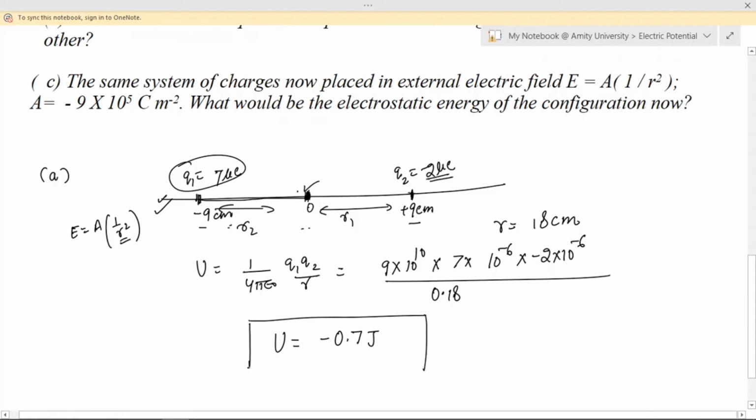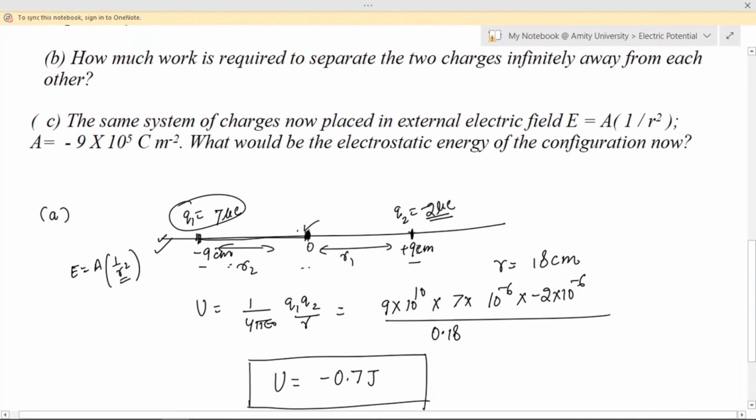So what is the role of the minus sign here? It signifies that both the charges are experiencing an attractive force. Since the charges are opposite in nature, the force needs to be attractive. That is why they possess negative potential energy.